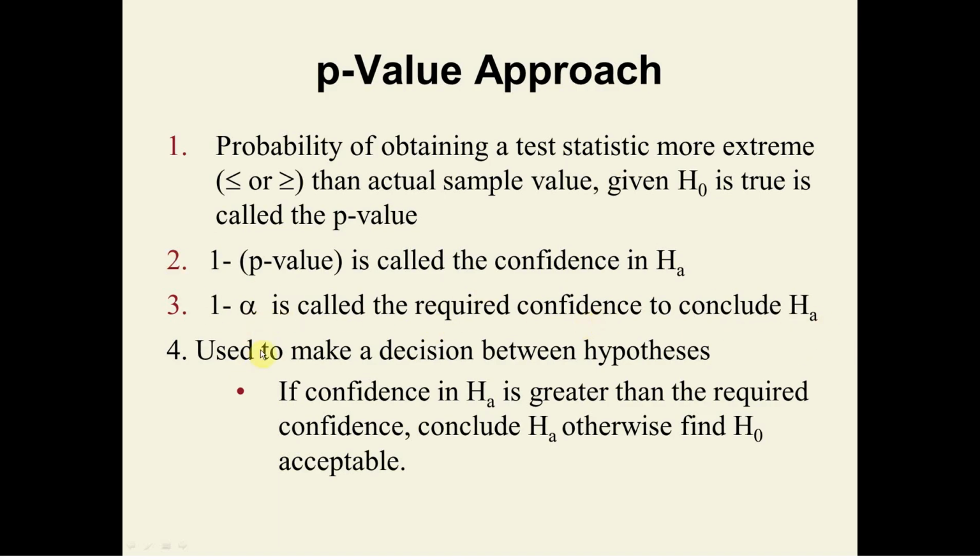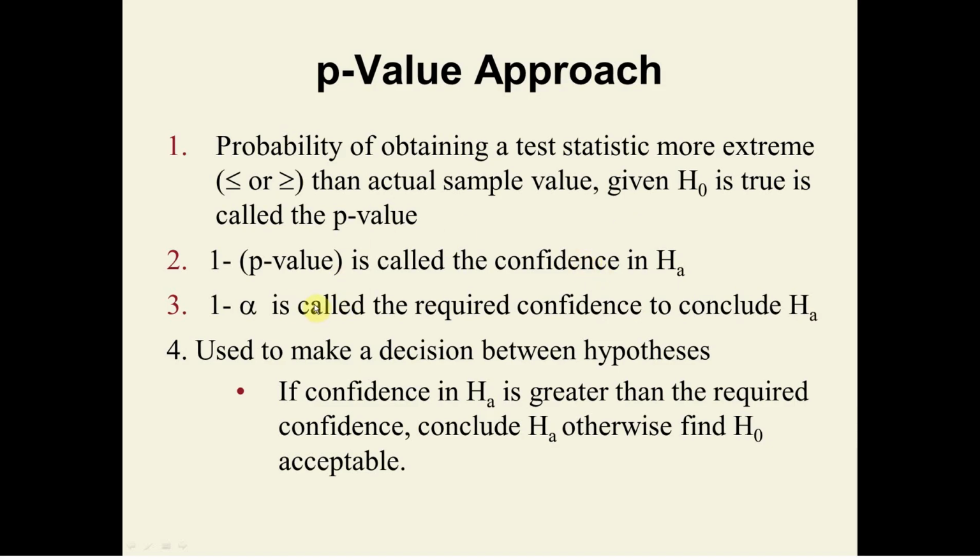In other words, let's just say that alpha is 5%. 1 minus alpha would be 95%. So the required confidence is 95%. We have to be at least 95% confident to conclude that the alternative is true. In other words, to reject H naught.